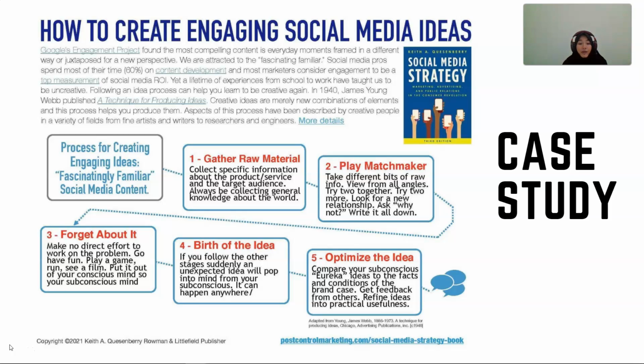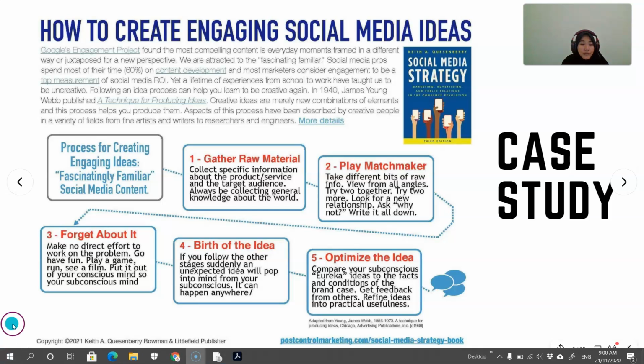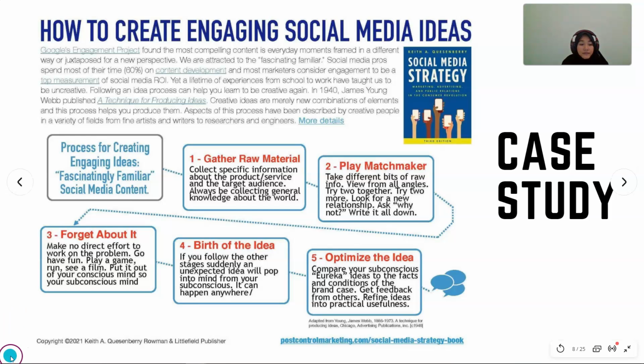Number 4 is Eureka, the birth of the idea. If you follow the other stages, suddenly an unexpected idea will pop up in your mind from your subconscious. It can happen anywhere. Number 5 is about optimizing the idea. Compare your subconscious idea to the facts and conditions of the brief, get feedback from others, refine the idea, and test the idea. This is very great, right?